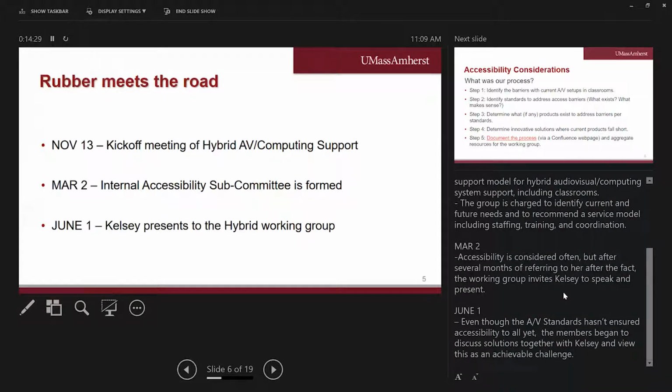And by March, we were talking about accessibility, but we hadn't taken the next step, which was to involve Kelsey. So on June 1st, we had this first meeting where Kelsey came, and Scott was here, and the rest of the committee was there. Kelsey and I had met earlier and come up with an outline for what we were going to go over. But this meeting was really great.